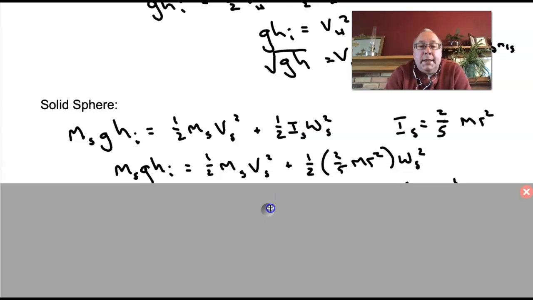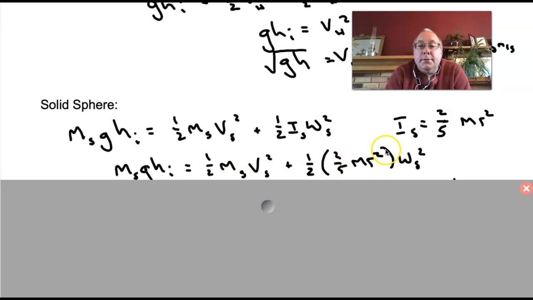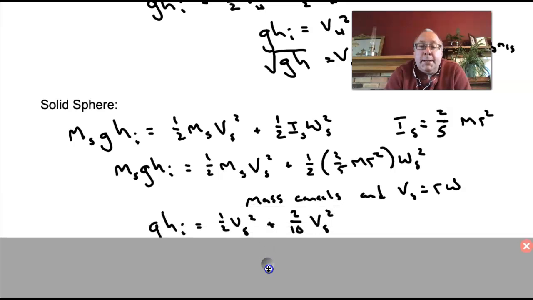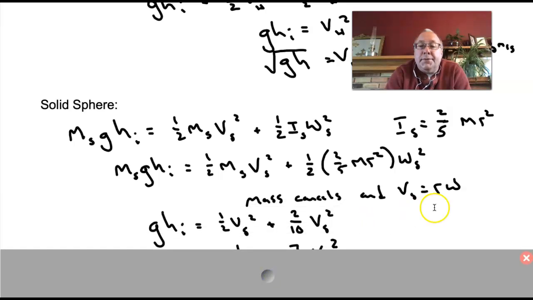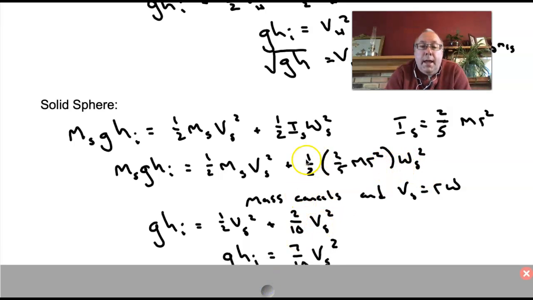All right, now let's take the case of the solid sphere. So we do the problem exactly the same way. The only difference is that the k for a sphere is 2/5. So when we put in our moment of inertia, we're going to have our 1/2 term times our 2/5 mr squared omega squared, and it's the same drill as before. So the mass cancels, and the velocity of our sphere is r omega, and so when we substitute that term in here, we'll end up with a half. Don't forget, you've got to keep that half term in there.